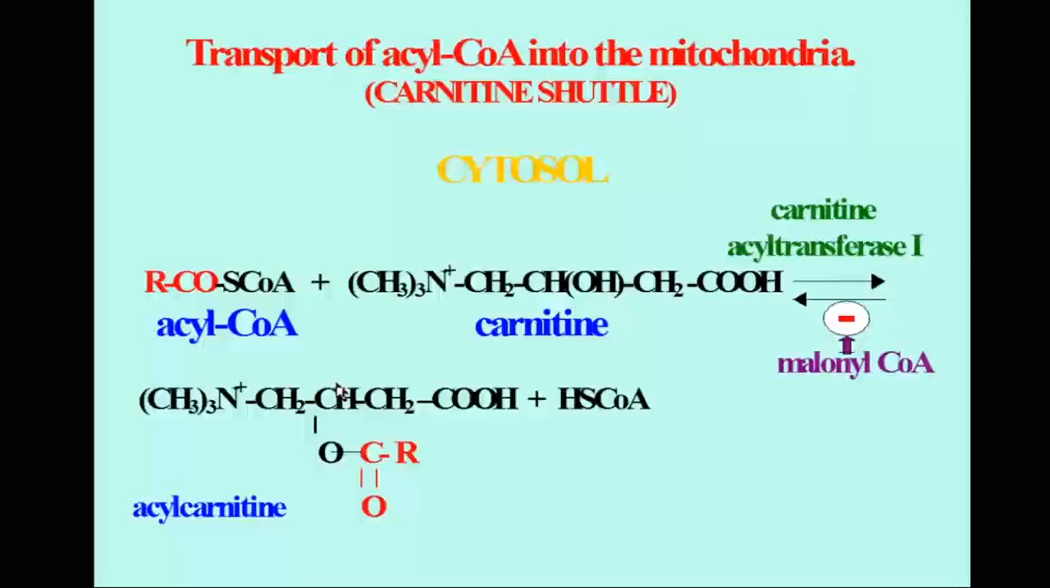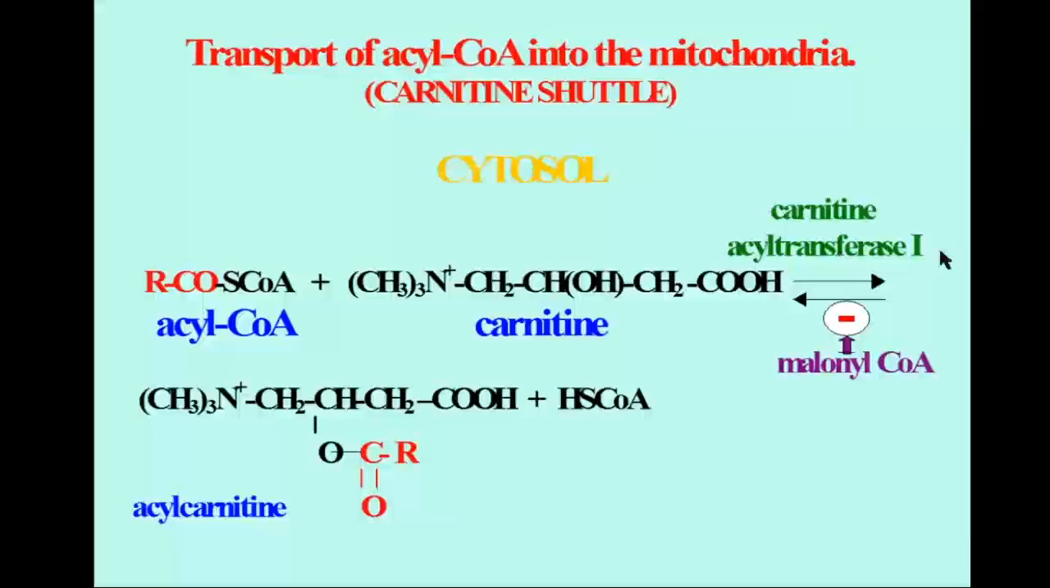mitochondria. Write please this reaction and indicate that carnitine acyl transferase is the most important enzyme in the regulation of oxidation of fatty acids. Most important. At this moment, we will only say that the inhibitor of this enzyme is malonyl-CoA. What is malonyl? We will know further. This is the initial substance for the synthesis of fatty acids.